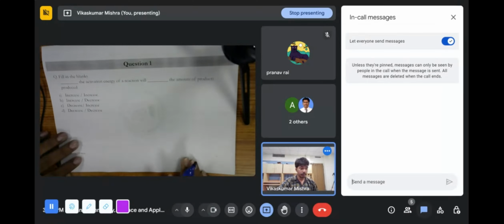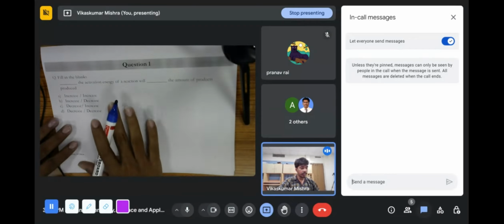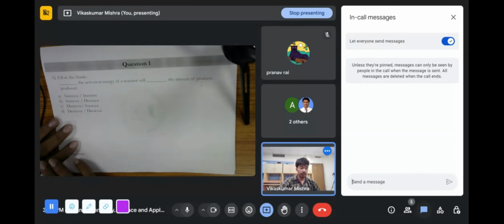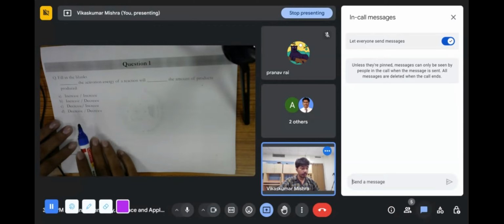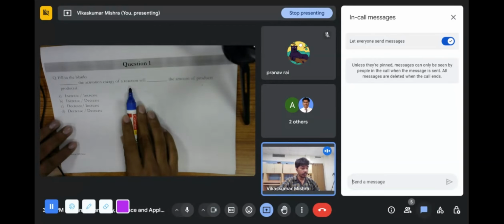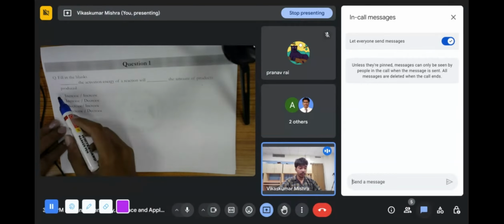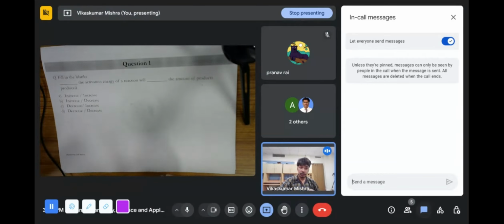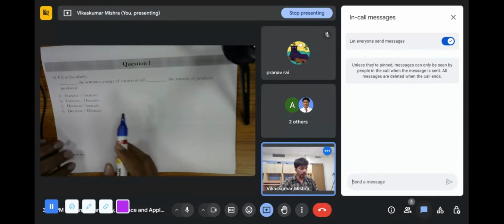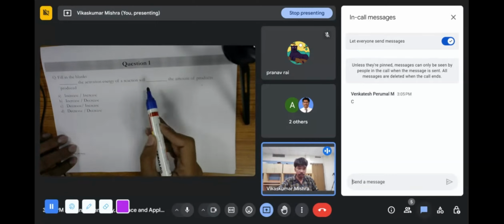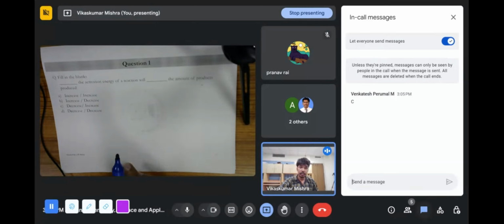Let me read it for you. It's a fill in the blanks type. Here, the increase in activation energy of the reaction will increase the amount of product produced. So among these four options, A, B, C, and D, what do you think is a feasible one? The question is telling that it should be increase or decrease.